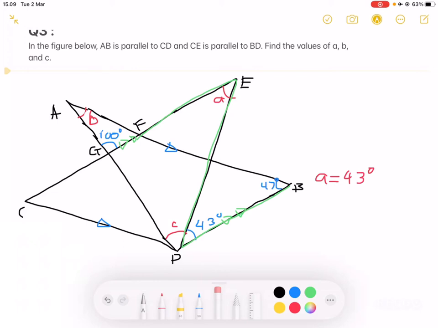Next, we can just find B by doing the same trick by using alternating angles, but we're just going to look at the segment EFBP, which looks like an inverted Z. This angle is 47 degrees. And again, by alternating angles, this angle must be equal to 47 degrees. And you can just use vertically opposite angles to find that angle EFB must be equal to angle AFG.